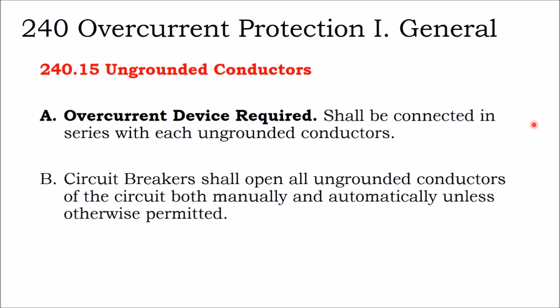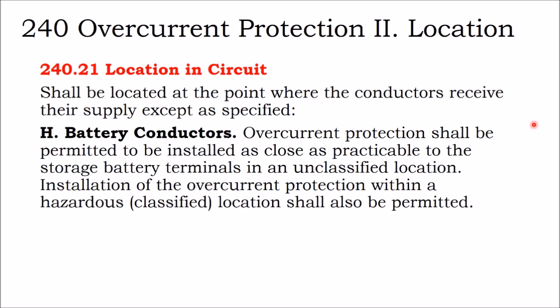Ungrounded conductors, well, that's what we need to protect against. Those are the leg 1 and leg 2 high voltage power branches. And they need to be on circuit breakers that can be operated manually. So where can we put these? Well, in the battery conductors, they have different rules than the others. In battery conductors, overcurrent protection shall be permitted to be installed as close as practicable to the storage battery terminals in an unclassified location. So installation of overcurrent protection within a hazardous location shall also be permitted.